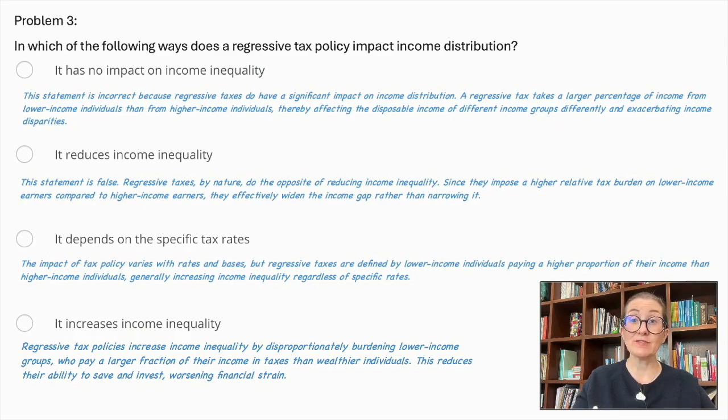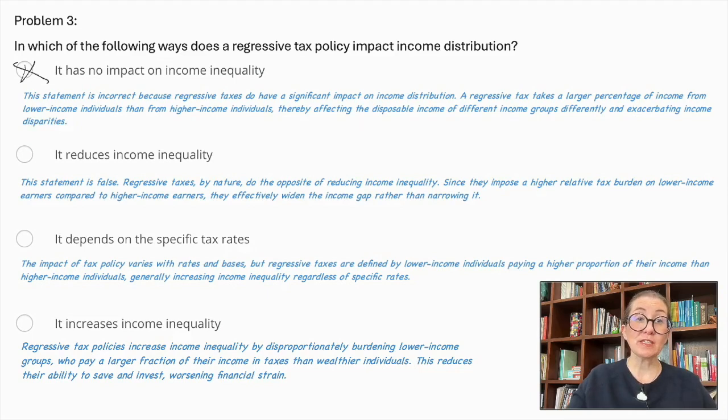A regressive tax takes a larger percentage of income from lower income individuals than from higher income individuals, thereby affecting the disposable income of different income groups differently and exacerbating income disparities. So we can remove that.